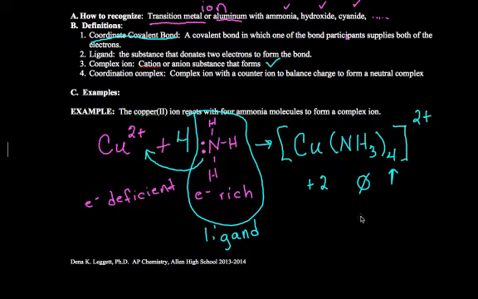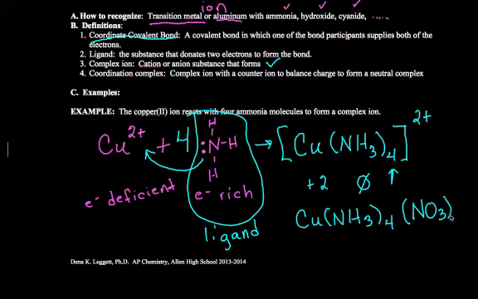Now, you can't go to the stock room and get a jar with ions. We have to have a neutral substance. So a complex would take that charged ion, it could be a cation, it could be an anion, and provide a counter ion. So in this case, I need a counter ion. So I'm going to put 2 nitrates. So this would be the coordination complex, and this would be my complex ion. And that's how you would draw those.